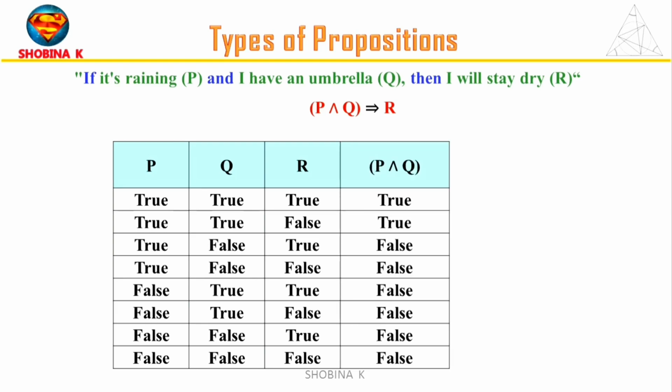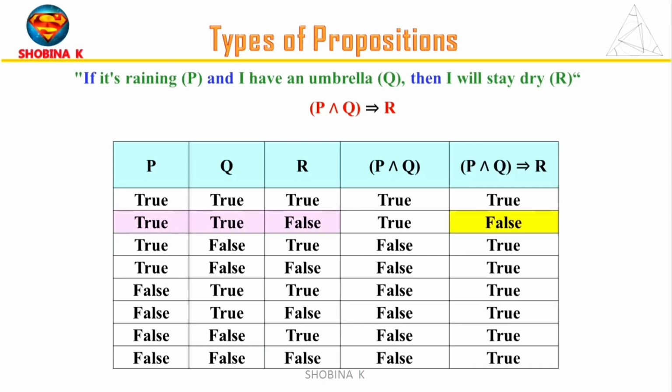Next, the P and Q column. This column represents the result of the logical AND operation between P and Q. If both P and Q are true, then P and Q is true, otherwise it's false. And next we have P and Q implies R. This column represents the result of the implication operation between P and Q and R. It follows the if-then logic.